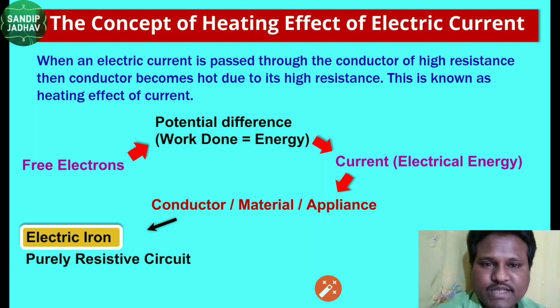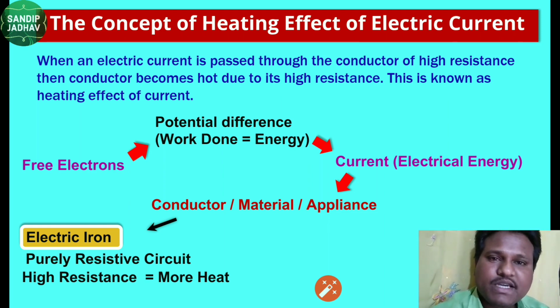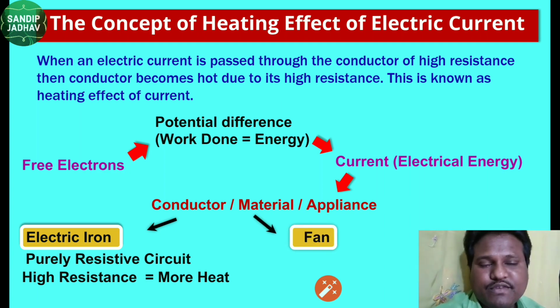And whenever that circuit becomes purely resistive, we will see that high resistance will be created and a large amount of heat will be generated. So if you take another example of a fan, here in this case this is a normal circuit, because as compared to the mechanical energy, heat energy produced is very less. So you must have seen that a fan does not get as hot as an iron does.